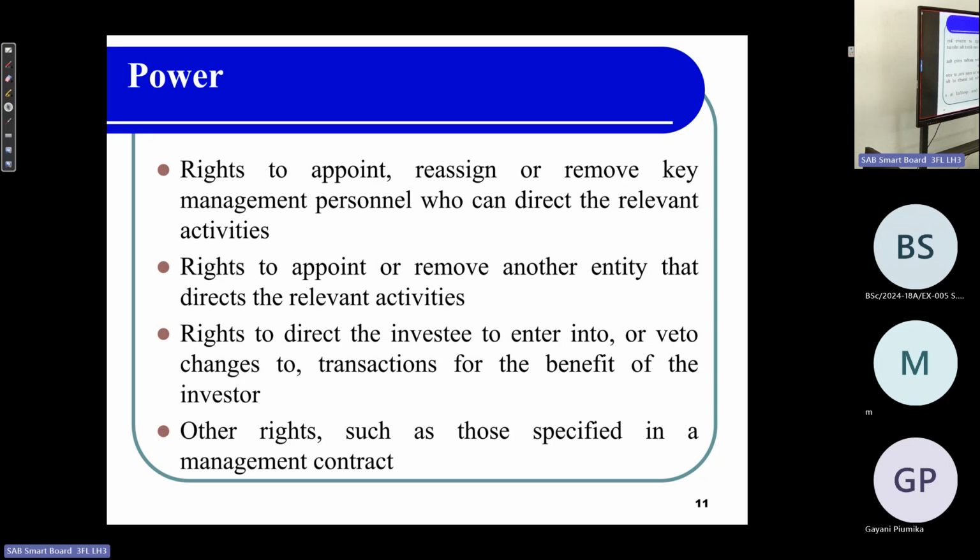Right to appoint or remove another entity that directs the relevant activities. Ministers, cabinet, president.